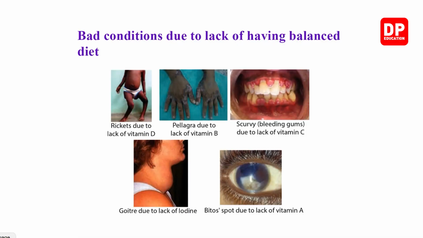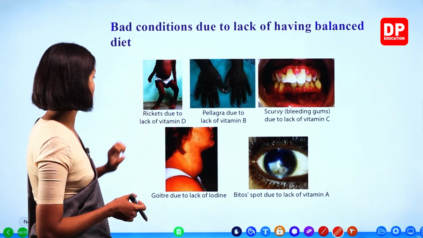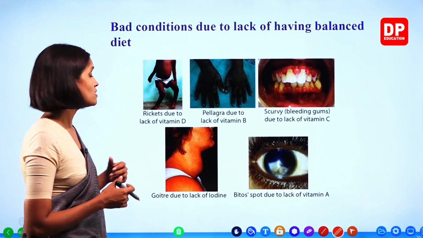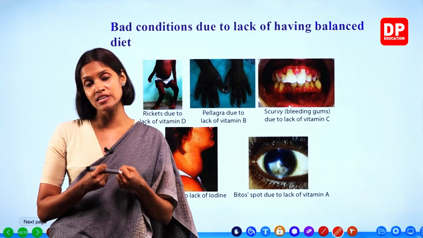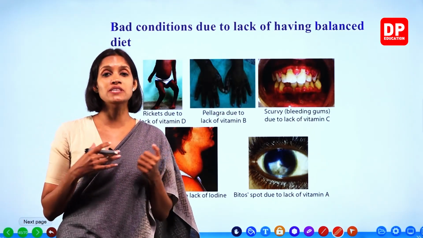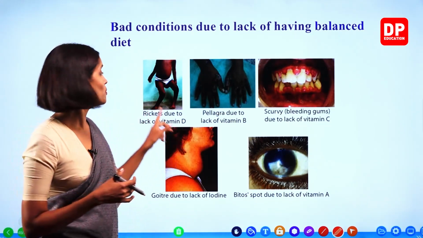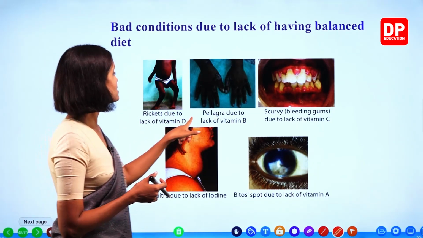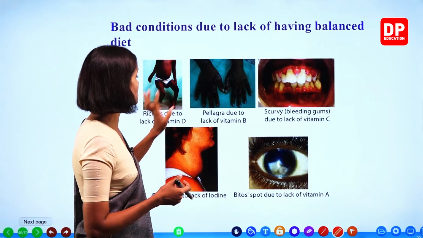Okay, right. Here, bad conditions due to lack of having a balanced diet. These are some conditions. Look at this one, rickets due to lack of vitamin D. Look at this child's legs. Right? Because vitamin D must be there to absorb right amounts of calcium into your body. Calcium is important to maintain healthy bones and teeth. Right? So if you don't have vitamin D, it will affect your bones. Right? Pellagra due to lack of vitamin B. Look at these fingers, all these wounds in the fingers.